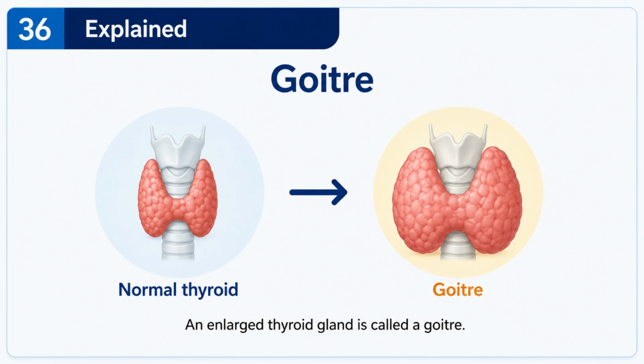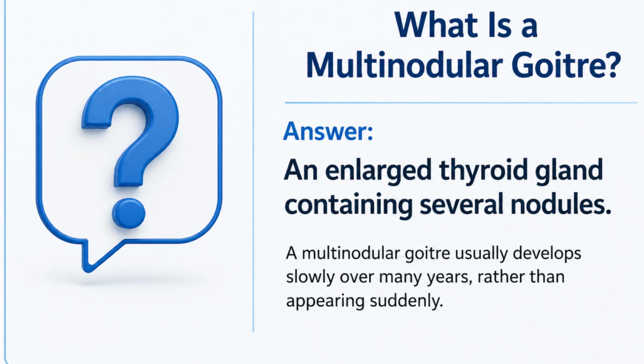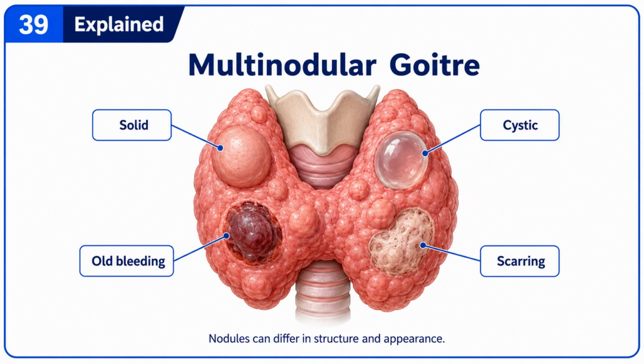At first, the thyroid may enlarge relatively evenly, but after many years, some areas may grow more than others. Separate nodules can then gradually develop. This is one explanation for multiple thyroid nodules. When an enlarged thyroid contains several nodules, it is called a multinodular goitre. A multinodular goitre usually develops slowly over many years, rather than appearing suddenly. Some nodules remain solid. Others may develop fluid, old bleeding, or scarring.